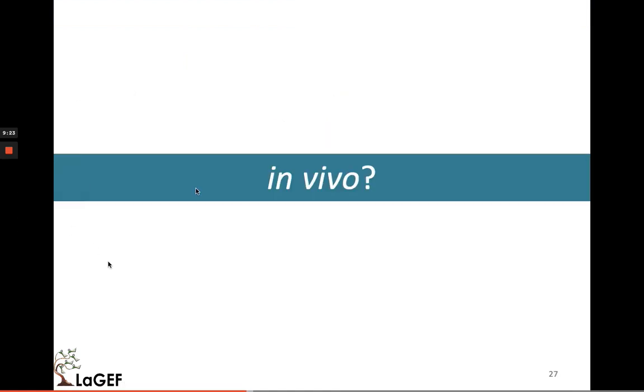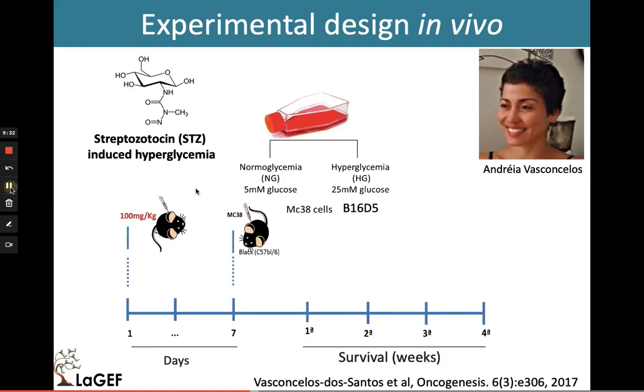And in vivo, can hyperglycemia change the glycosylation and the cancer progression? In vivo, we destroyed beta-pancreatic cells with streptozotocin injection in black 6 mice and injected mouse colon cancer cells in the flank of these animals and followed the growth of the tumors.